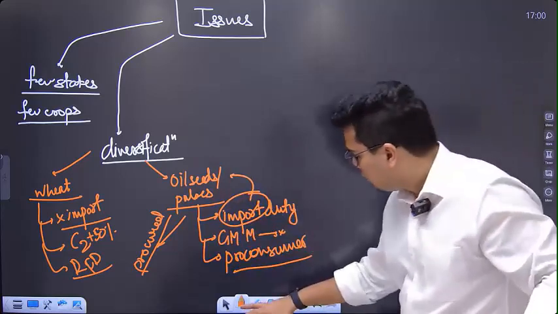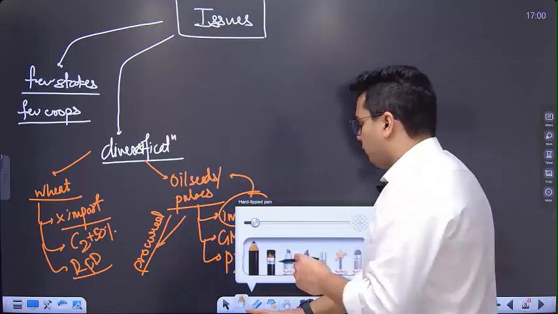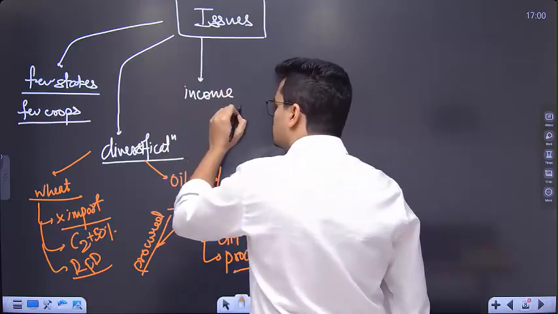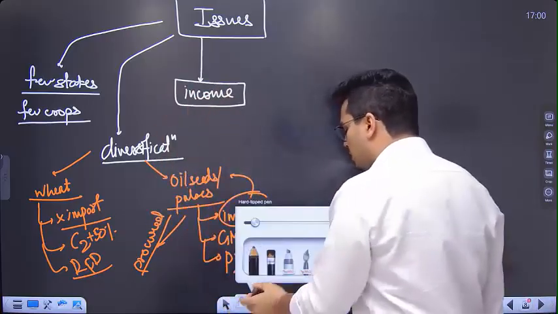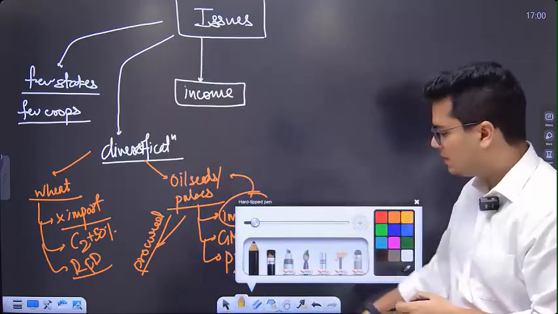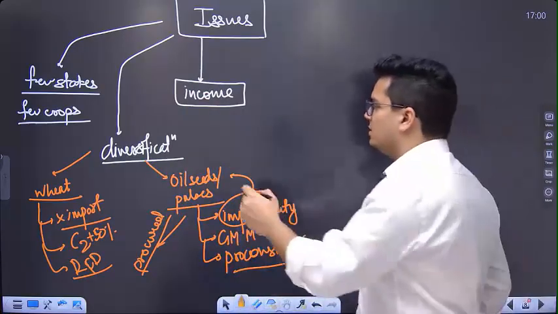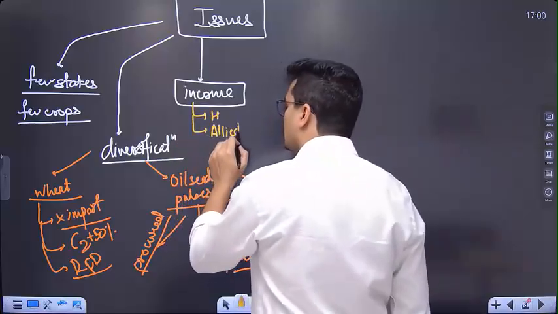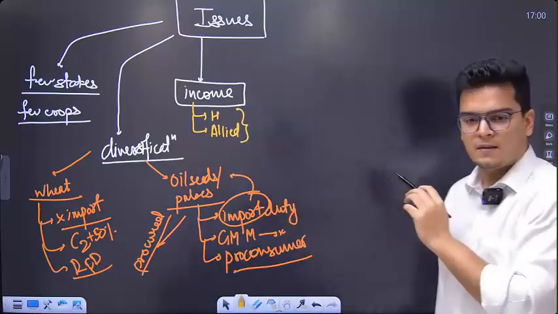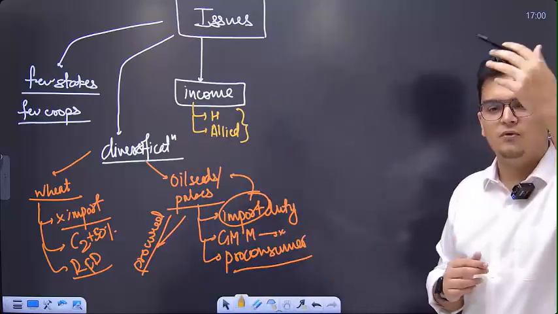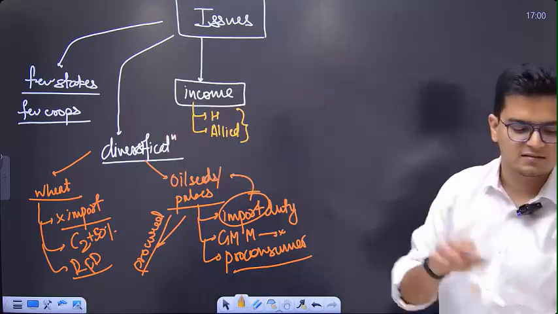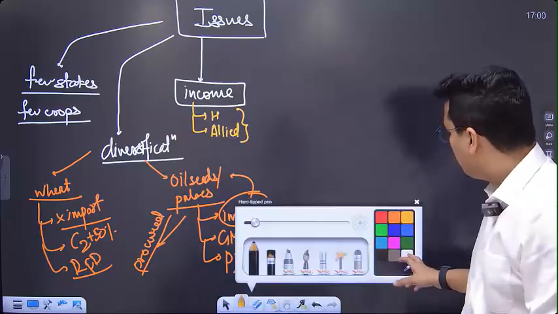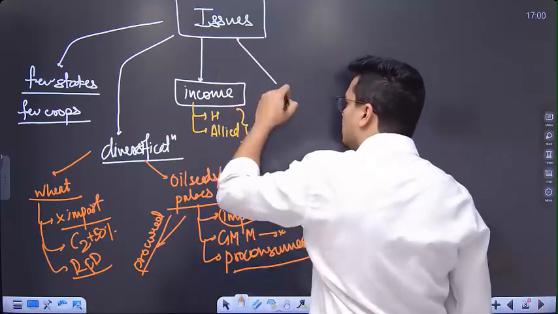Then, what was the main idea of getting MSP? That it will get farmers to have a higher income. But the data shows that farmer income is much higher in the fields of horticulture, in the allied sector. Here there is no MSP, but the actual farmer income is 3 to 4 times that coming through the rice wheat system.